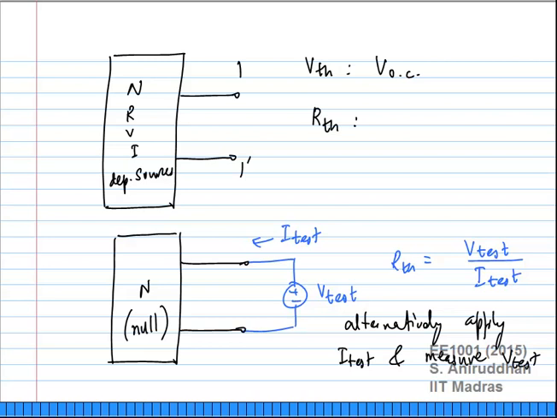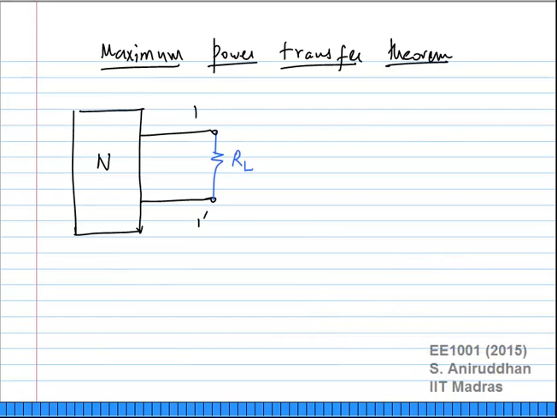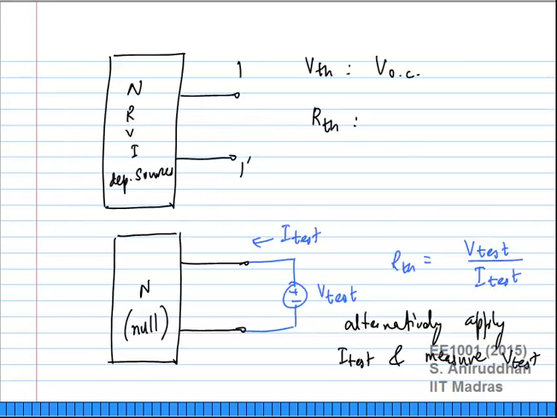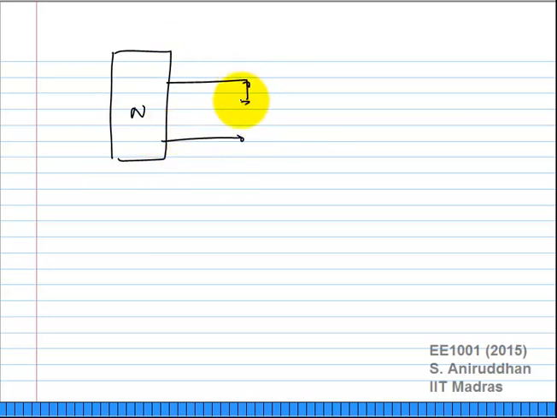Maybe I'll say this again. When we started off talking about substitution theorem, we pulled out one resistor from the network N, and we said that can be replaced by either Vx or Ix, VR or IR. Similarly, we can even find the Thevenin equivalent of the network across 1 and 1 prime, and so on. We can do all kinds of things.